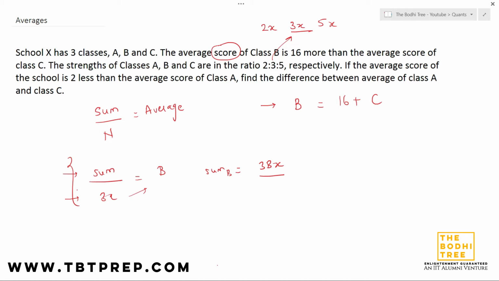If the average score of the school, that is the entire school, in order to find the average score of entire school, we'll have to find the sum of scores across A, B, C, add them, divided by total number of students across A, B, C. Simple. We are just using this formula. Like I said, in average, all questions will be solved using this simple formula. Alright, so let's find sum of scores across A, B and C.